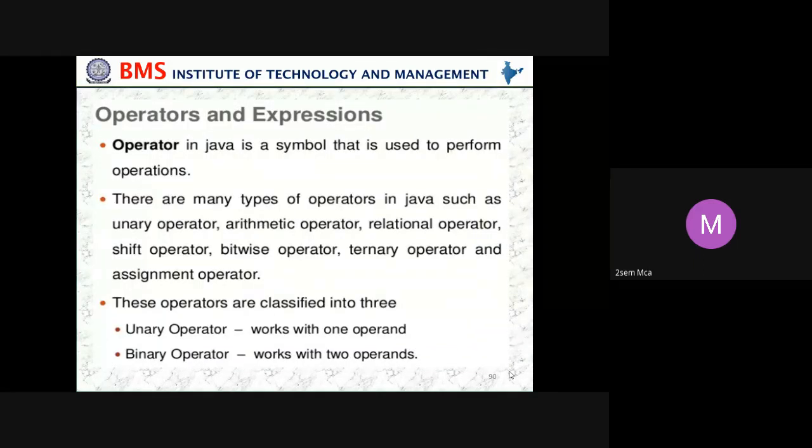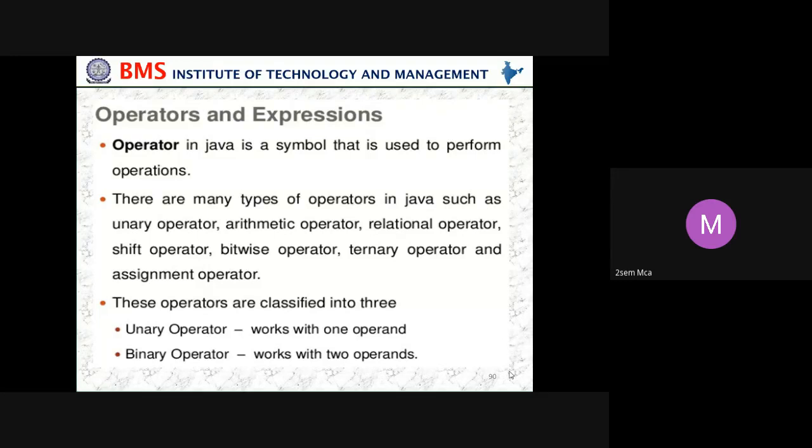Okay, so now we'll start with operators and expressions. So what are operators? An operator in Java is a symbol that is used to perform operations. Why do we use an operator? There are many types of operators in Java, such as unary operator, arithmetic operator, relational operator, shift operator, bitwise operator, ternary operator, and assignment operator.